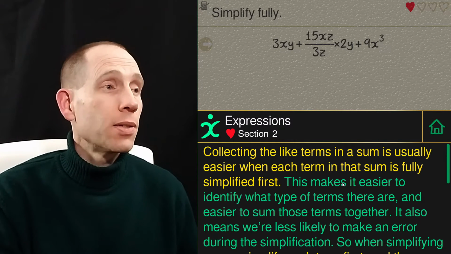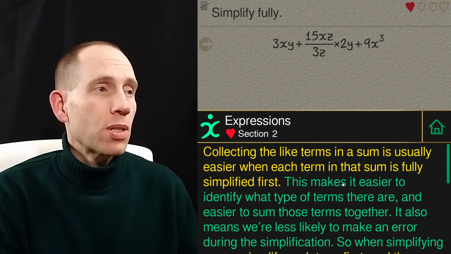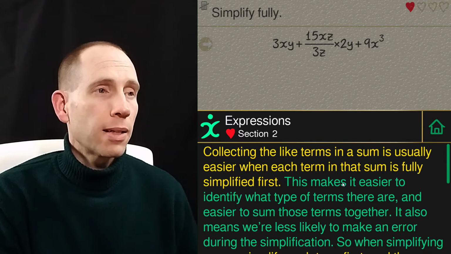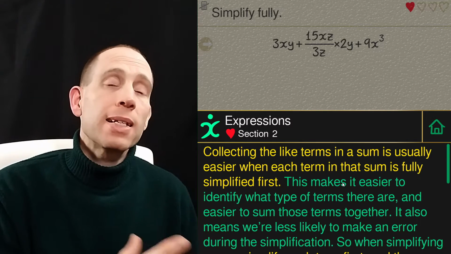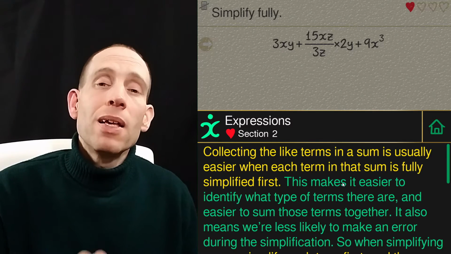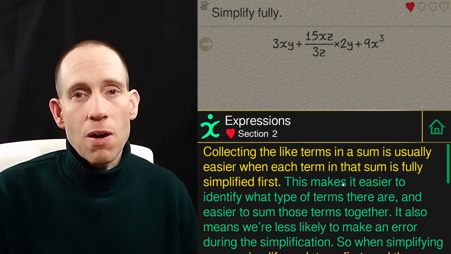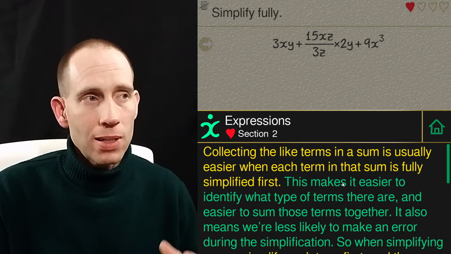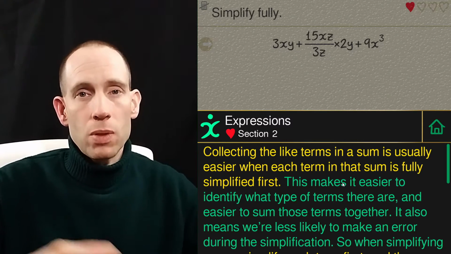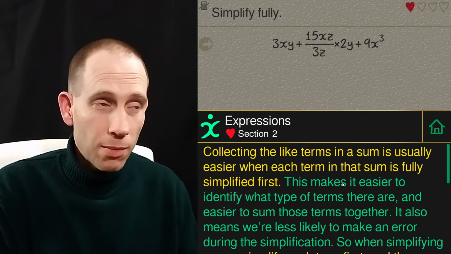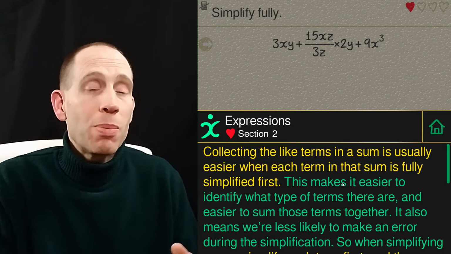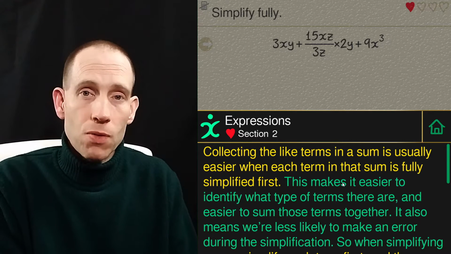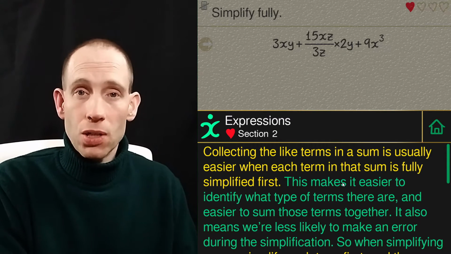So let's go into this section. So the introduction message there, we're going to collect like terms. Particularly, it's going to be easier to collect like terms within a sum if each of the terms in that sum are first simplified. So if you've got simplification to do within the whole expression by collecting like terms, but also within some of those terms needing simplifying, then it's usually better to simplify within the terms first. That's what the topic on terms is about.